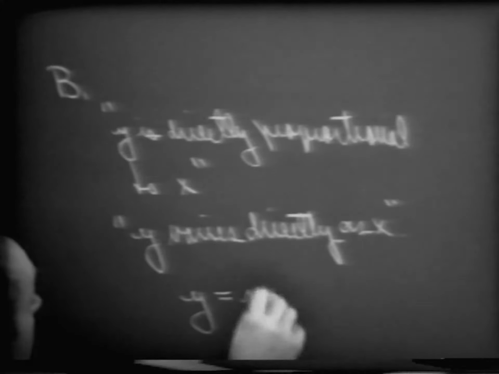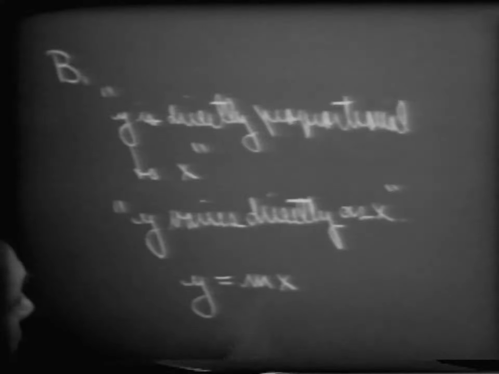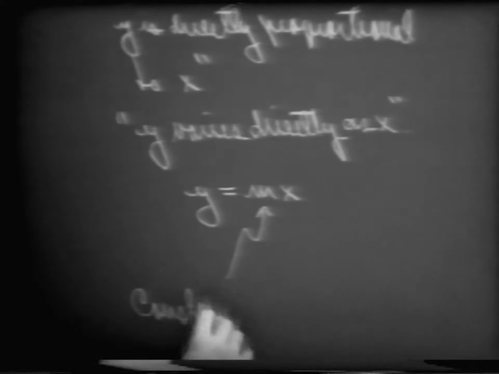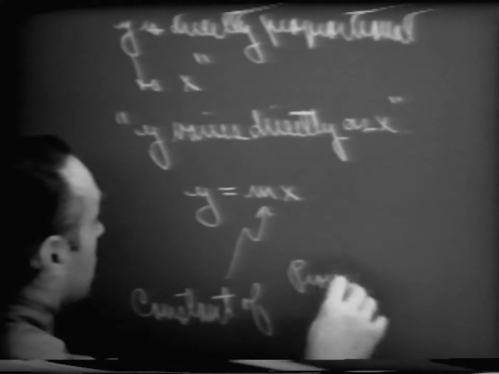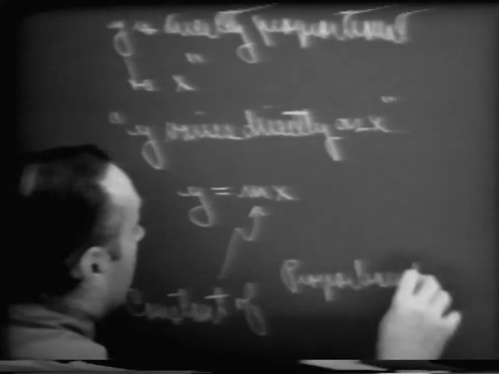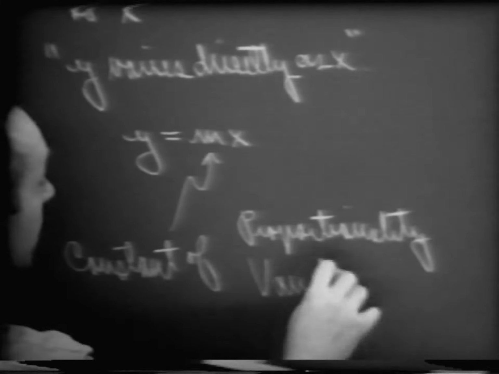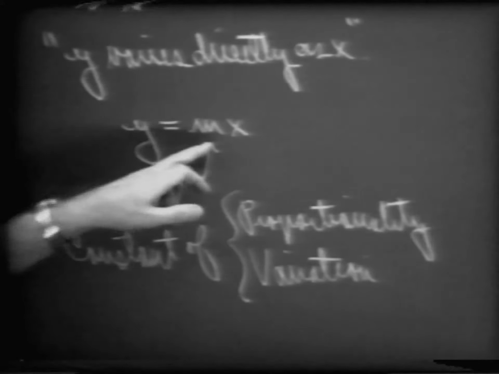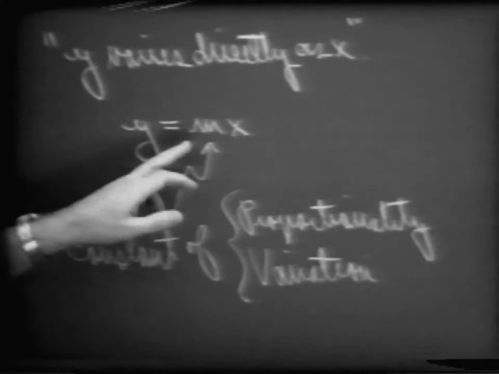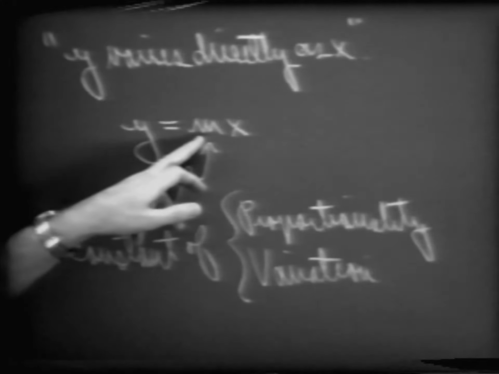y is equal to mx. Now notice it says y varies directly as x, in which we have this number m here, and it's given a special name: we may call it the constant of proportionality, or else some people refer to it as the constant of variation. So every time we look at a direct variation, we have to think in terms of this constant m.